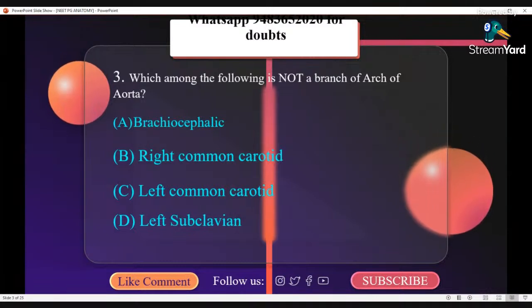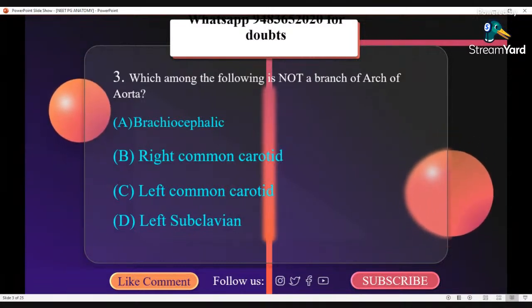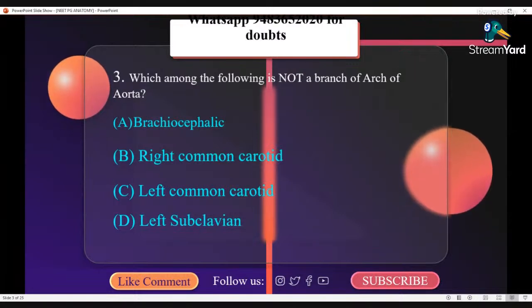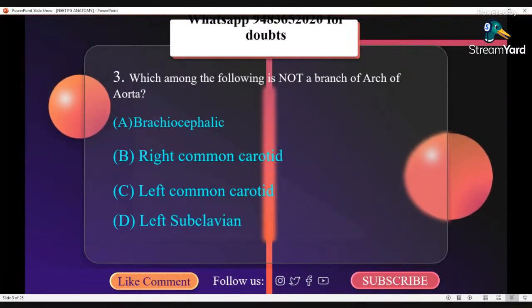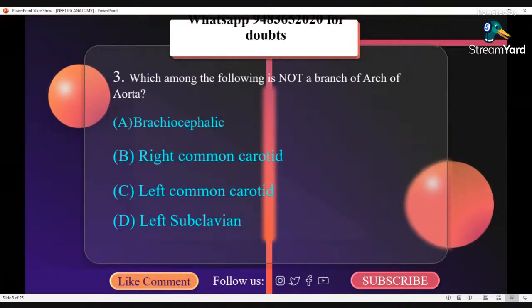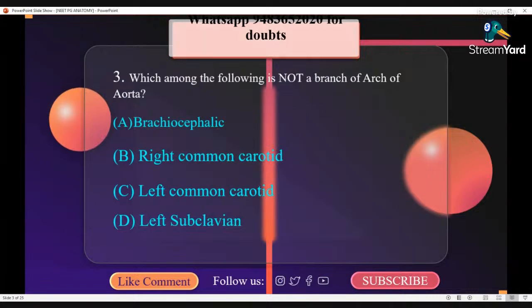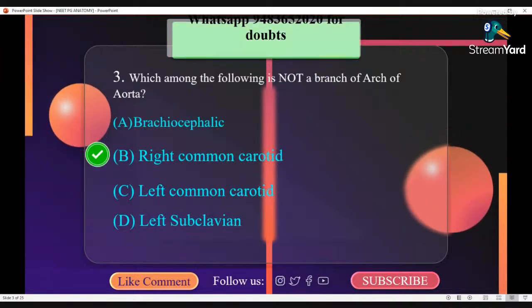So the branches of the arch of aorta are the brachiocephalic artery, that is innominate artery, the left common carotid artery, and the left subclavian artery. Brachiocephalic artery is the largest branch of arch of aorta. It divides into right common carotid artery and right subclavian artery. So the correct option here is right common carotid artery.